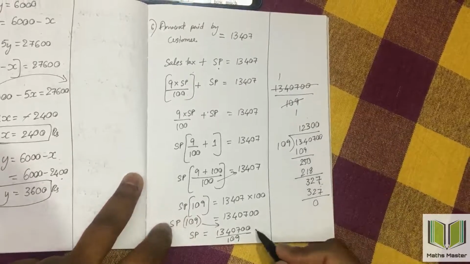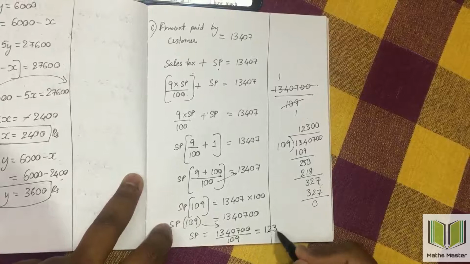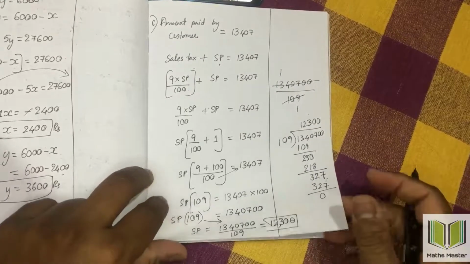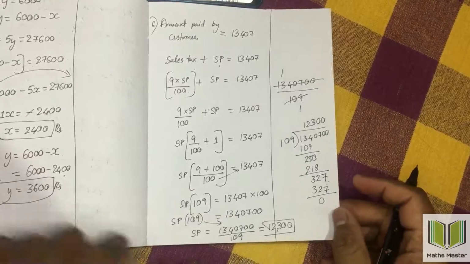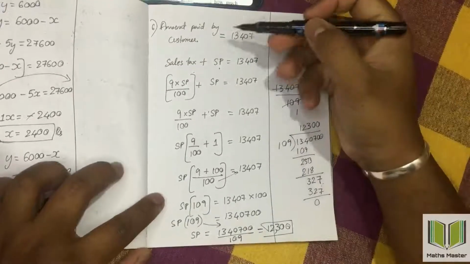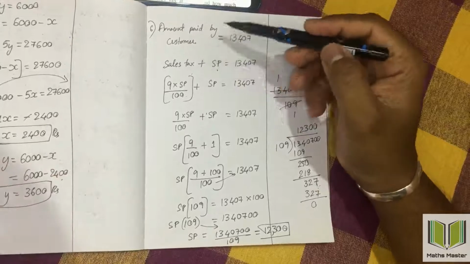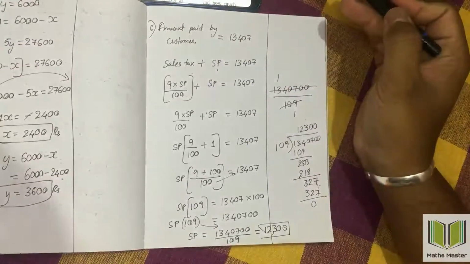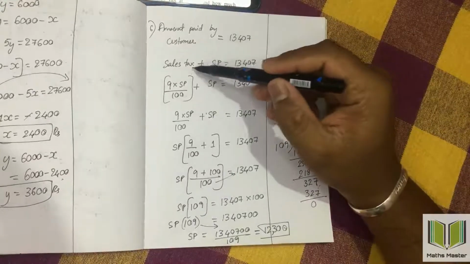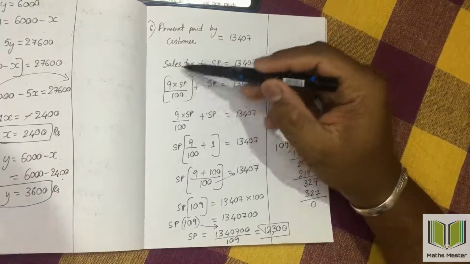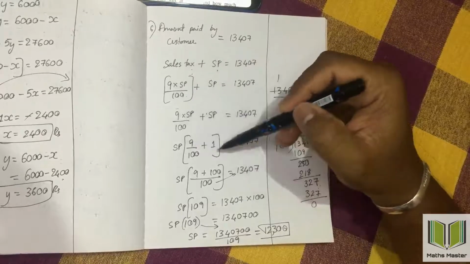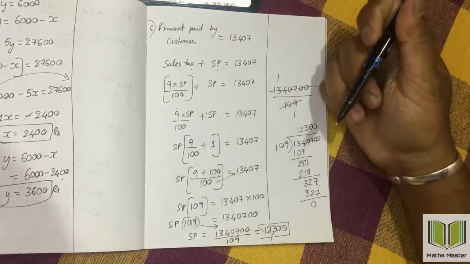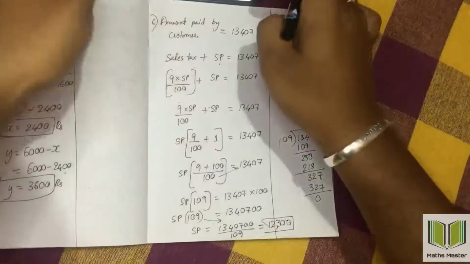So my answer, SP, will be equal to 12,300 rupees. So 12,300 rupees should be the selling price for this particular problem. Check this out, guys. What I did here is I did not take sales tax as a separate term. I did not solve it separately. I took the formula of sales tax right over here and started solving for sales price, and I got the solution as 12,300 rupees.